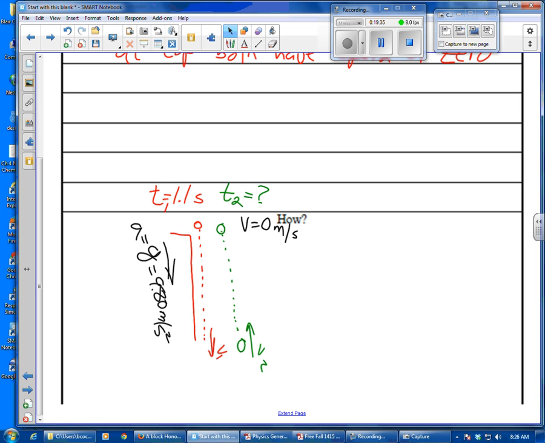Because if this one has 1.1 seconds to gain this much speed over this distance, this one has the same distance, and by our logic on the last problem, the same amount of time to lose that same amount of speed. Does that make sense? So we know that this one is going to take 1.1 seconds to get up to the top, since this one took 1.1 seconds to get down to the bottom. Yes?